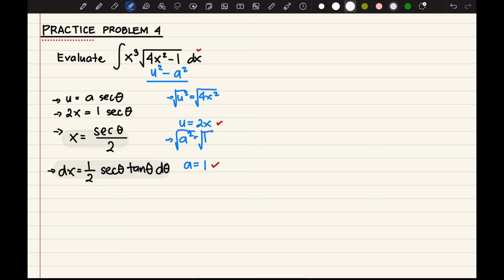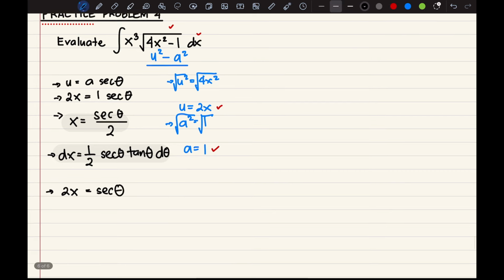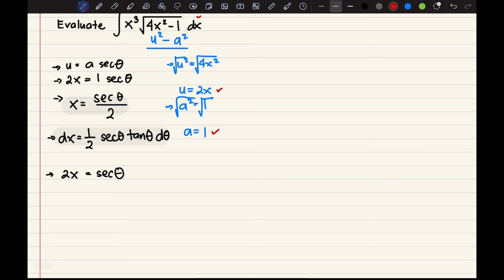Kailangan na lang nating maghanap ng substitution for square root of 4x squared minus 1. And makukuha natin yan by basing from this equation 2x is equal to secant theta. So getting yung substitution natin kanina, 2x is equal to secant theta. That is from this equation, tinanggal lang natin yung 1. And then knowing that the reciprocal of cosine function is secant function, we can rewrite our equation as such.